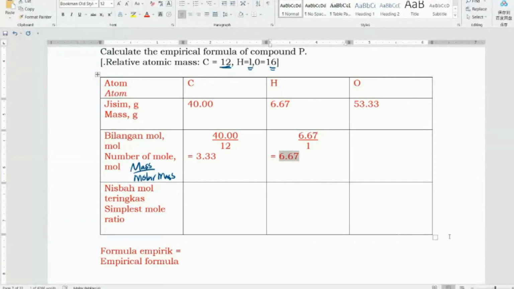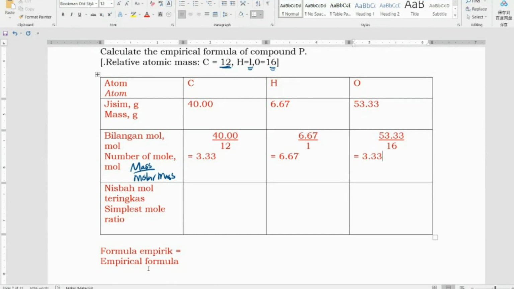Okay, good. Now, how about oxygen? Yes, 3.33. Okay, that's good. Over the 16, so 3.33. Correct. So this is the number of mole you get.